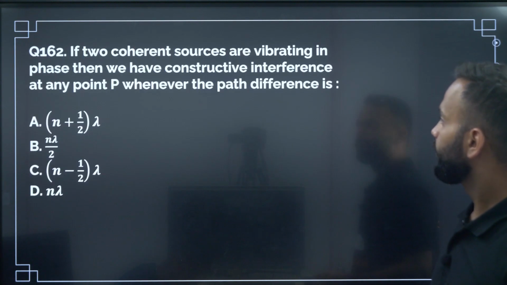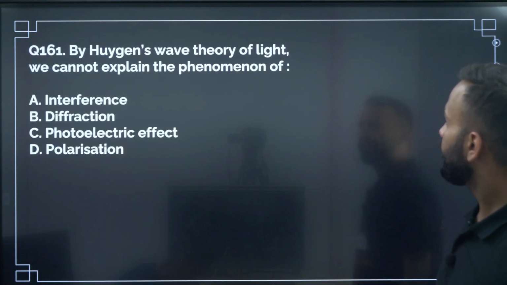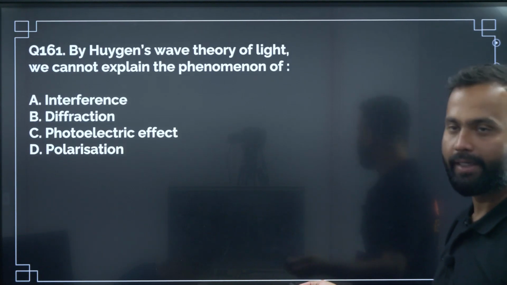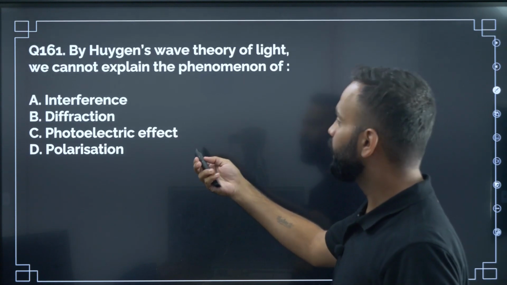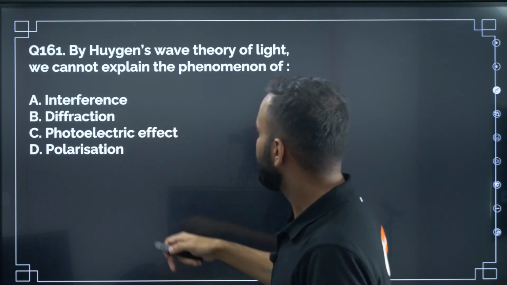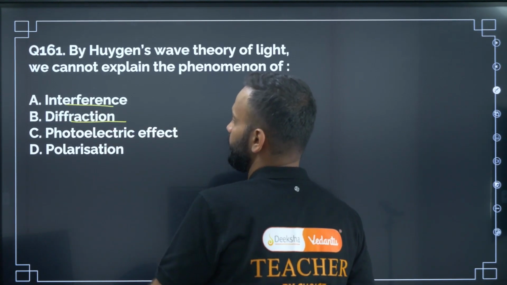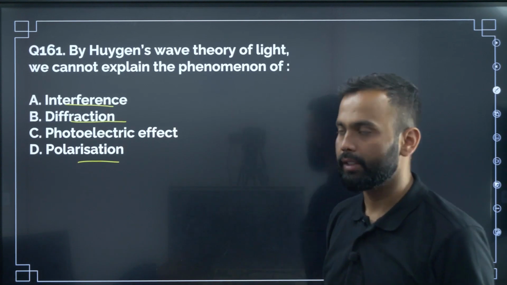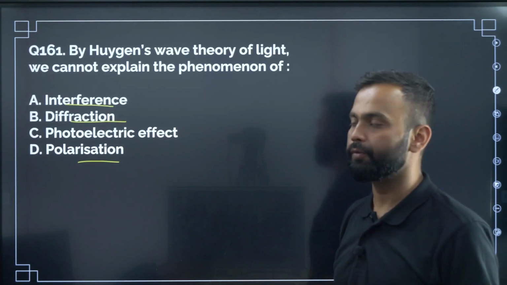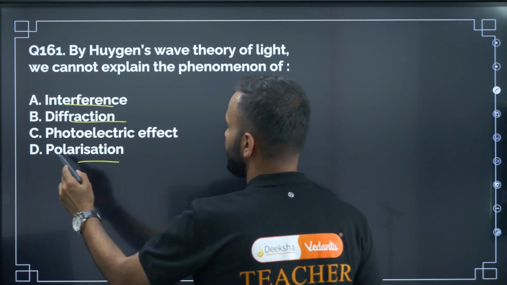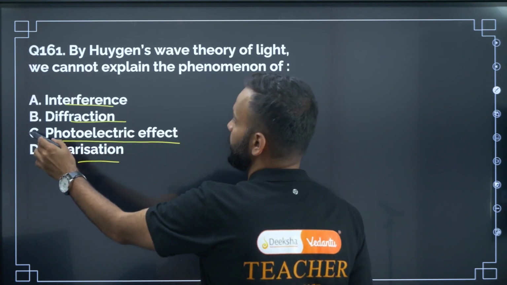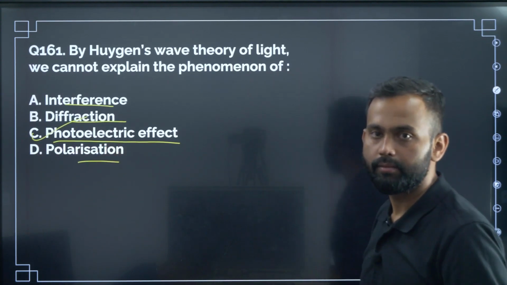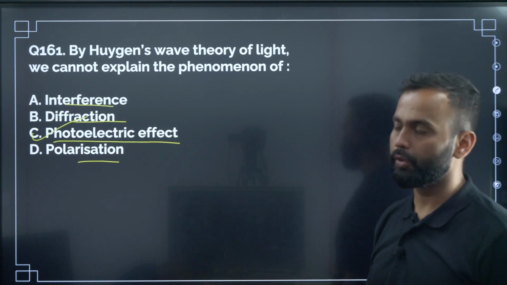Okay, next question, 161. By Huygens wave theory of light, we cannot explain the phenomenon of. Simple one, right? By Huygens wave theory of light, we can explain the phenomenon of interference, diffraction and polarization. Huygens wave theory explains the wave nature of light. Here the photoelectric effect explains the particle nature of light. So option C is the correct answer. We cannot explain the photoelectric effect.